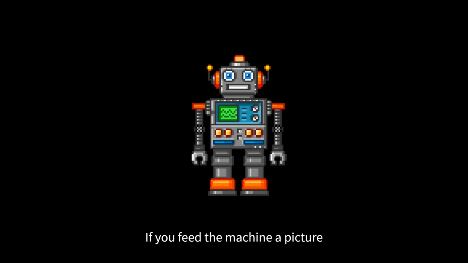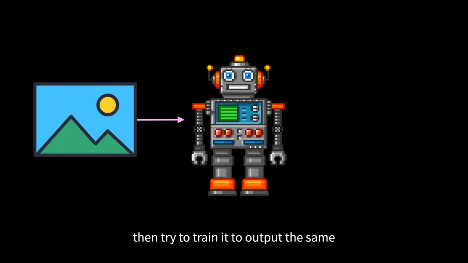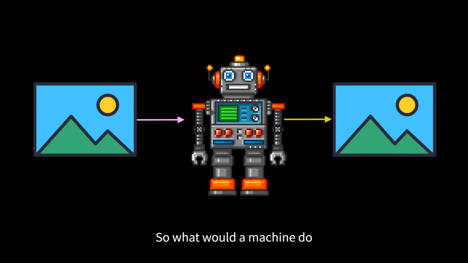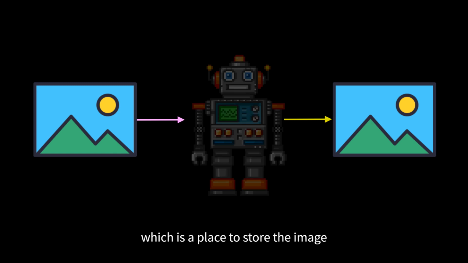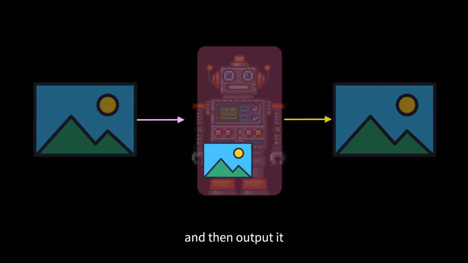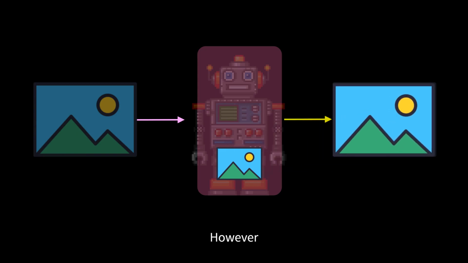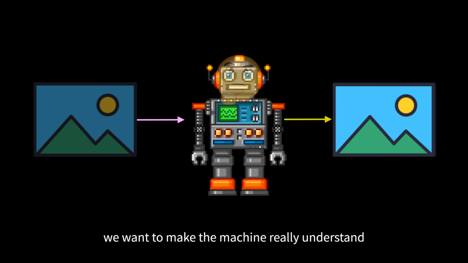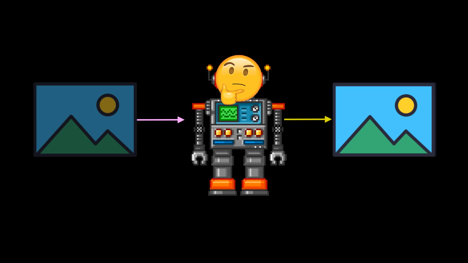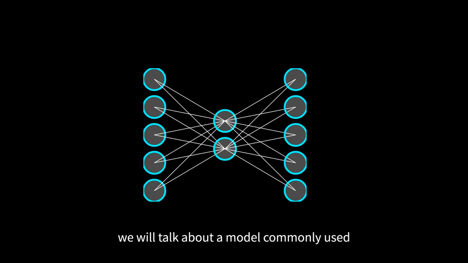If you feed the machine a picture, then try to train it to output the same picture. So what would the machine do? The easiest way is to remember the input image, which is a place to store the image, and then output it. However, we don't want the machine to be so lazy. We want to make the machine really understand the content of the picture through some methods, such as the meaning of the mountains and the sun here. Then draw it again. Today, we will talk about a model commonly used in machine learning called the autoencoder.